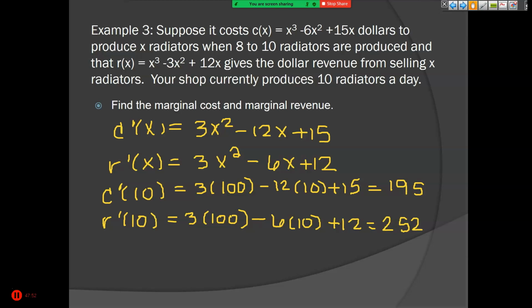So if your rate of change of cost is 195, your rate of change for revenue is 252. Is your marginal revenue greater than your marginal cost? So my marginal revenue is greater than my marginal cost. Therefore, I have a profit and I am happy. All right.